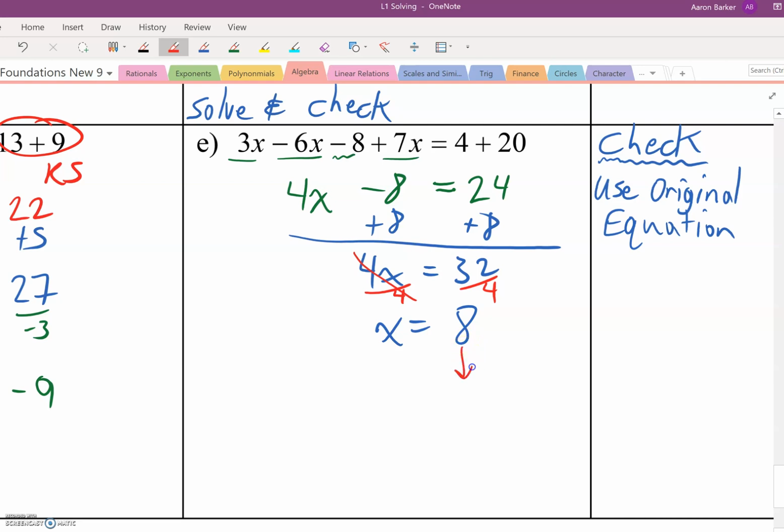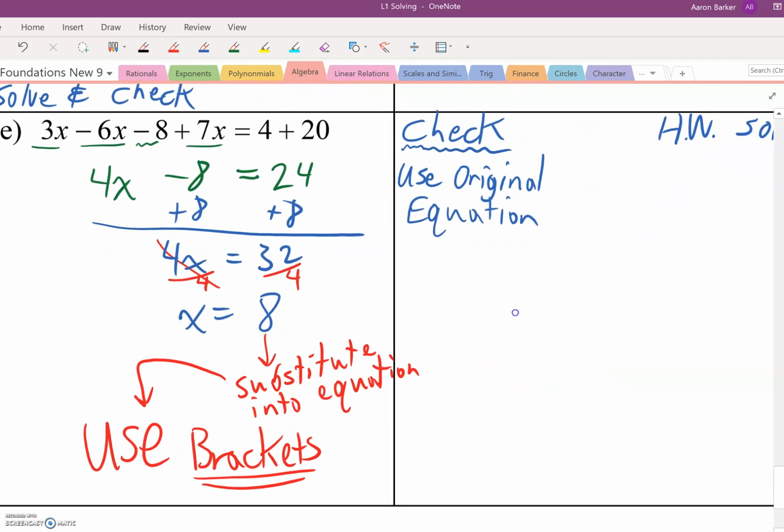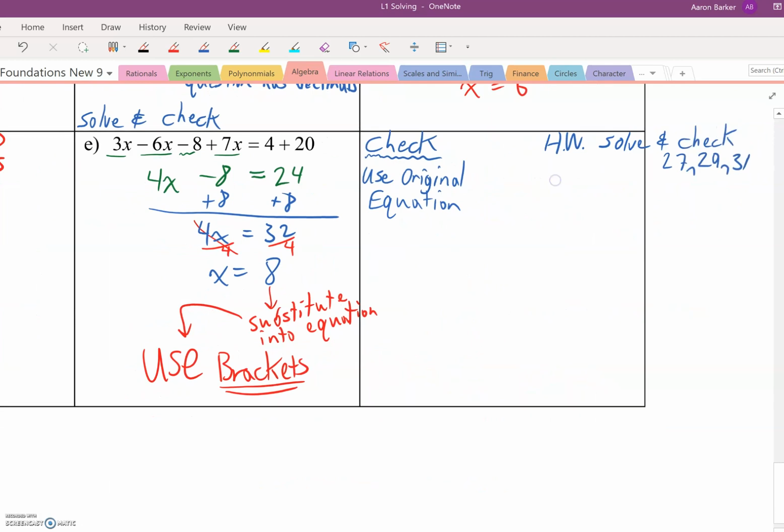Well, we're going to substitute this into the original equation. Now, it must be the original, okay? And here's the thing, you've got to use brackets. When you're substituting into the original equation, you have to use brackets. If you don't, you're going to change a multiplication into an addition or a subtraction, and it's going to get really weird really fast. Okay? For your homework, you have to solve and check 3 questions, 27, 29, and 31.